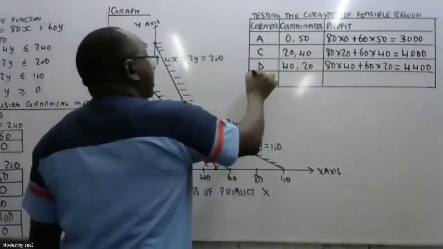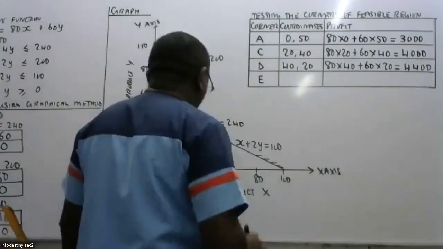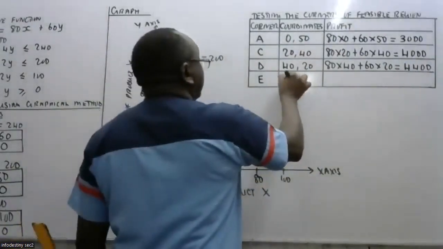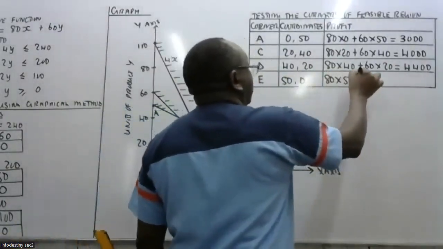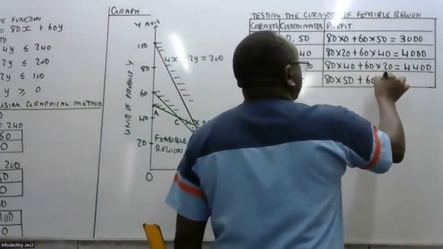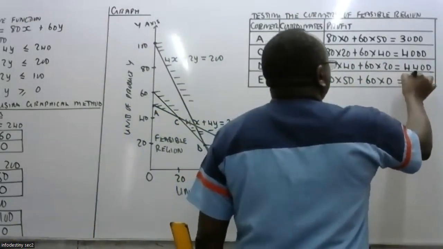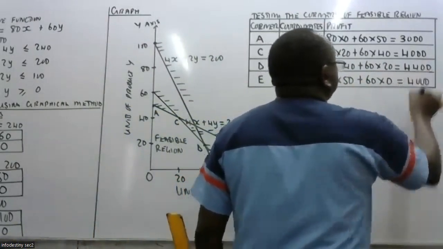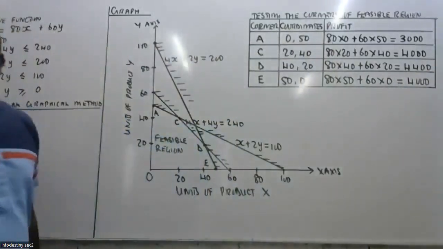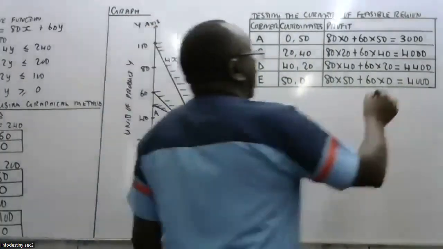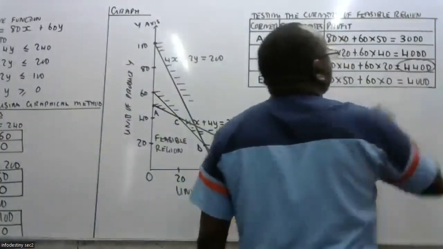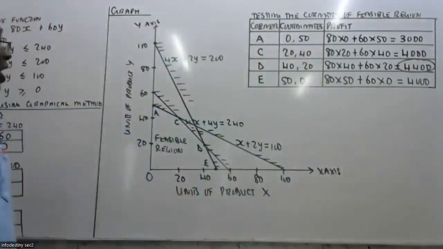Then we go to corner E. The coordinates are 50, 0. So 80 times 50 plus 60 times 0. So is that 4,000? Yeah. So you pick the highest of those. So the highest is D, so the optimal corner is corner D.